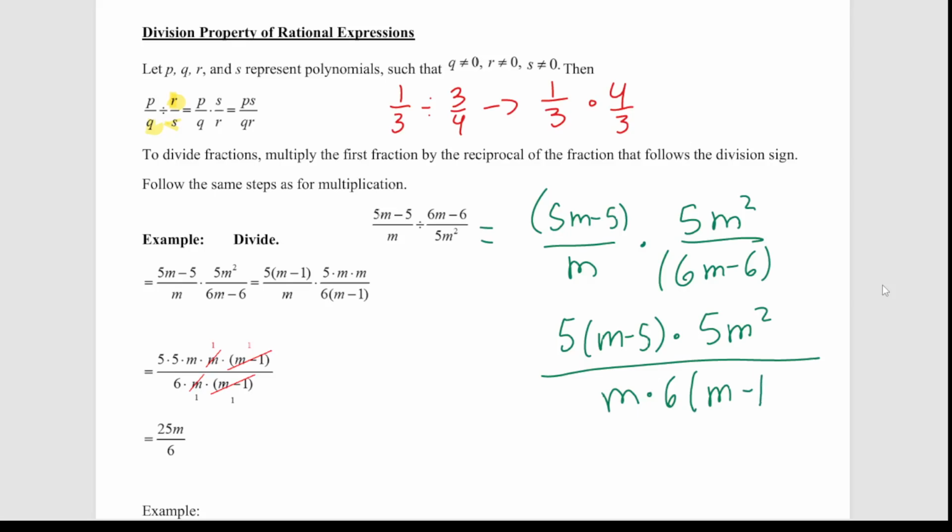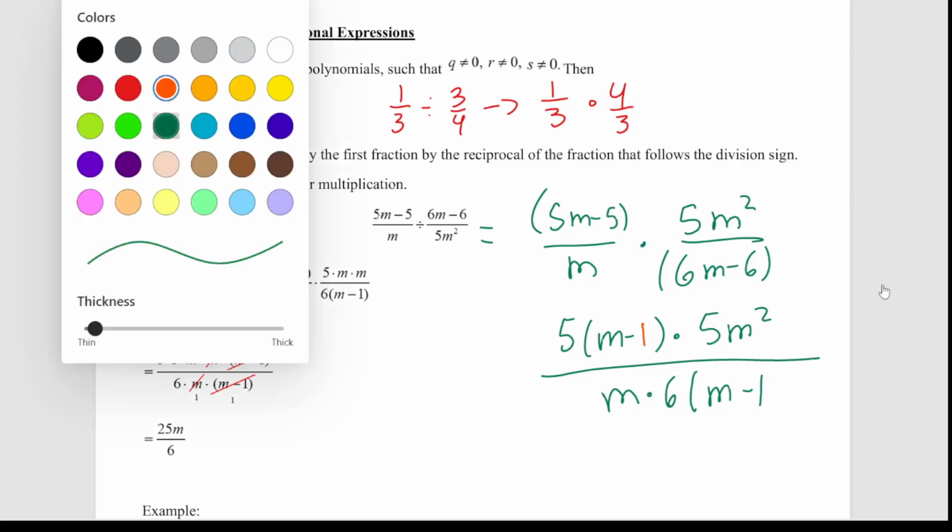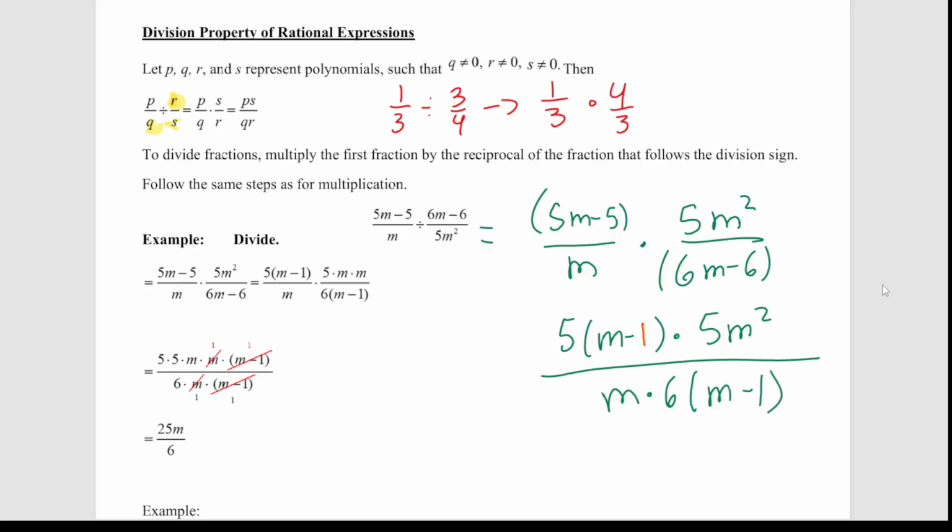6 divided by 6 leaves us with 1. Also, a few seconds ago, I should have noted that for the 5m minus 5, when you're dividing by 5, 5m divided by 5 is m. Negative 5 divided by 5 is negative 1. I don't know what I was thinking, write down 5. But there you go. Hopefully you caught me before I caught myself.